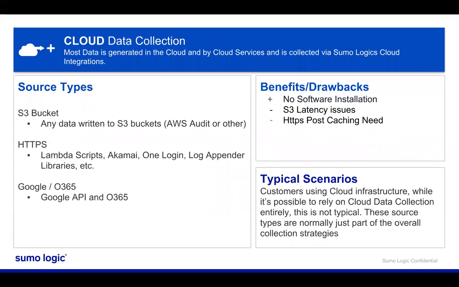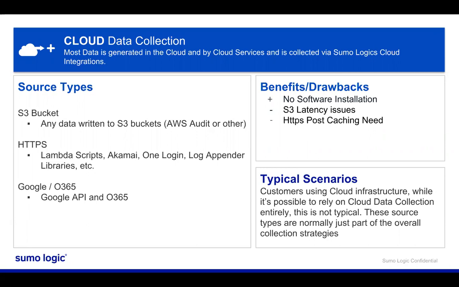And then finally, we have the cloud data collection. As I've alluded to, if your data is being generated in the cloud, this is probably going to be the ideal candidate for you. The source type here, as you could imagine, is going to be S3 data, that data that's being written to S3 buckets, such as AWS data, HTTPS data, Office 365 data, all those newer properties that are generating data in the cloud. Big benefit here is no software installations needed. That makes things a lot easier since you don't have to install anything.